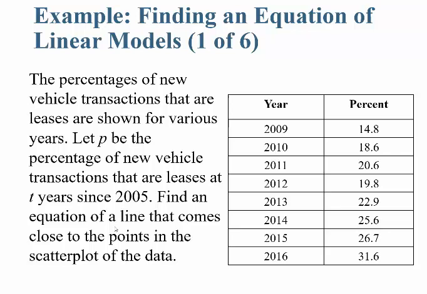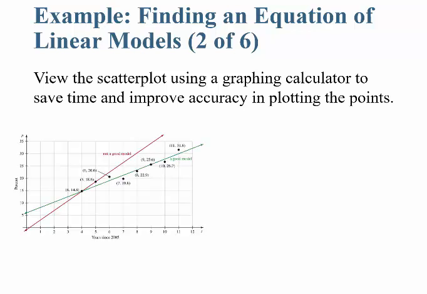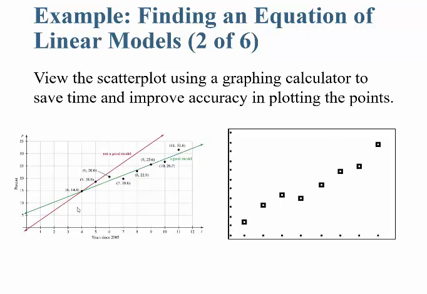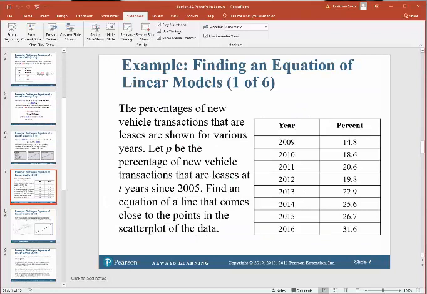So let's find an equation of a line that comes close to the points in the scatter plot of the data. All right, so what I'm actually going to do is we're going to view the scatter plot using a graphing calculator to save some time and some accuracy. So you can see this is the scatter plot, and I'll talk about this in a second. So what I'm going to show you in your calculator is now how to do this. So I'm going to go back to my table of data.